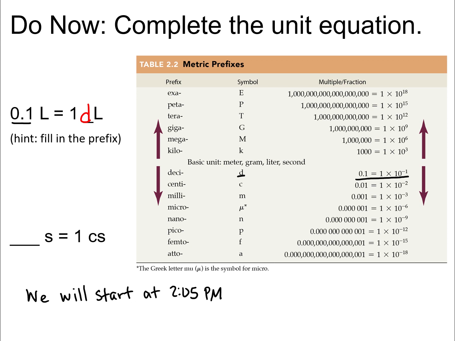For the second one, we've got 1 centisecond. So you look up centi, which is right underneath. That's what the C is. And that's 0.01, which is the same as 1 times 10 to the minus 2. So you can put either one. So that's a refresher for how to use the chart. Any questions there? If not, you can let me know that you're good.